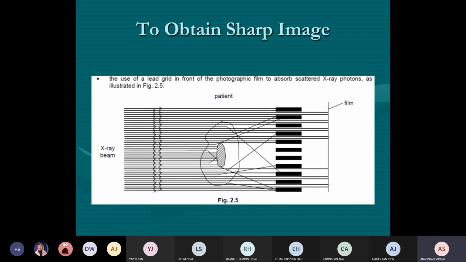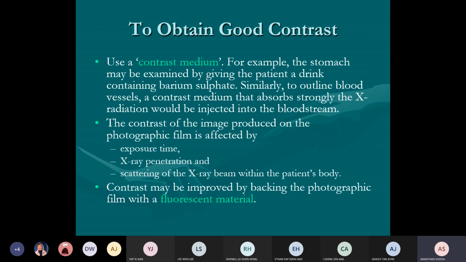Okay. Now we talk about contrast. Of course, although the image is sharp, if the two mediums are the same darkness, you can't differentiate which is which. We need to have some sort of contrast. So how to improve contrast?